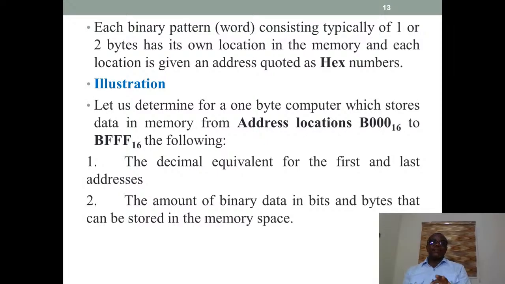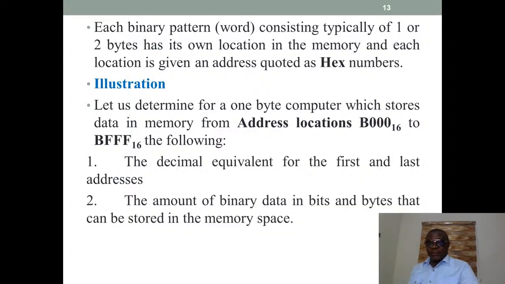So each binary pattern, or word, consisting typically of 1 or 2 bytes. When we say 1 byte, we are talking of a group of 8 bits. When we talk of 2 bytes, we are talking of a group of 16 bits. Each binary pattern consisting typically of 1 or 2 bytes has its own location in the memory, and each location is given as an address quoted in hex numbers.